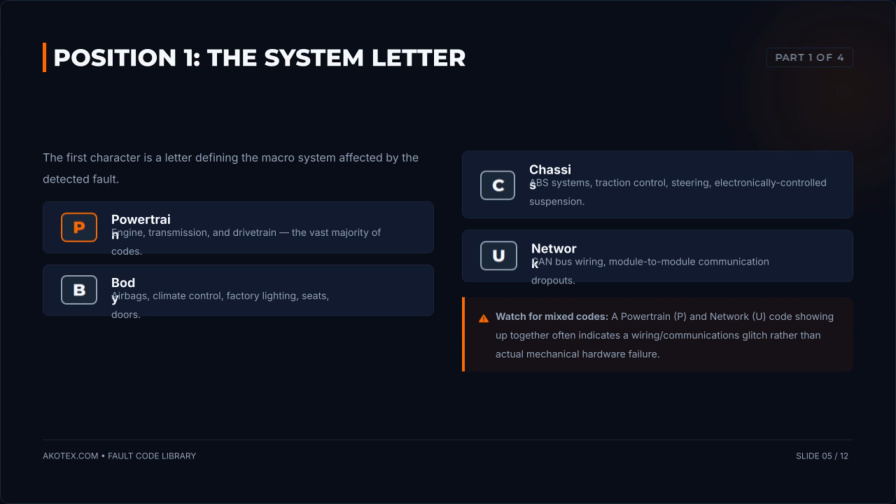Here's a genuinely useful tip. If you ever see a U code show up alongside a P code, that's often a clue the real root cause is a communication dropout between modules. Not a mechanical failure. Worth checking before you start throwing parts at it.